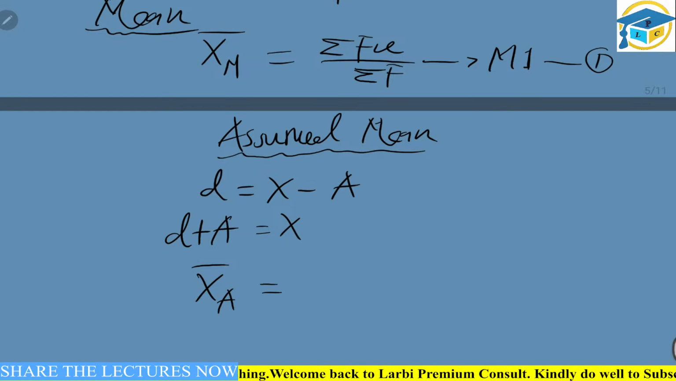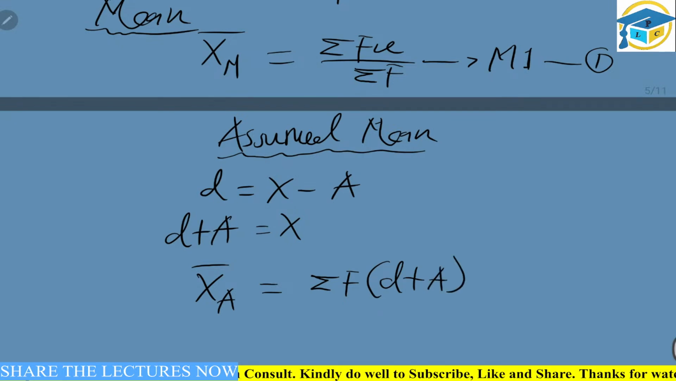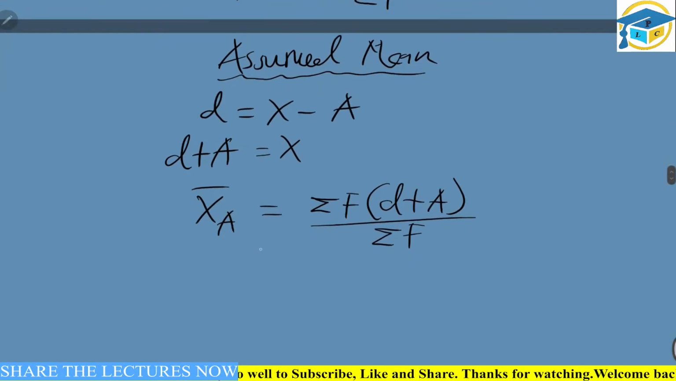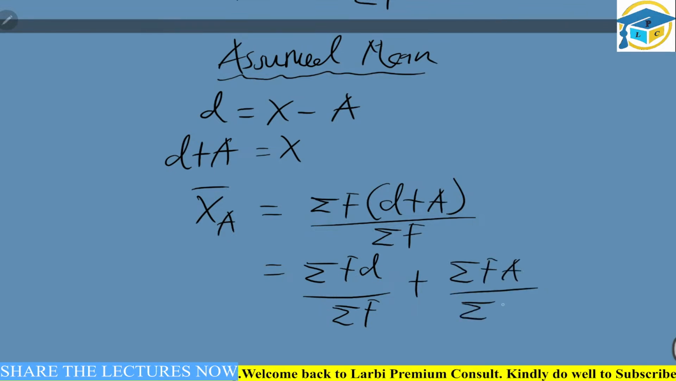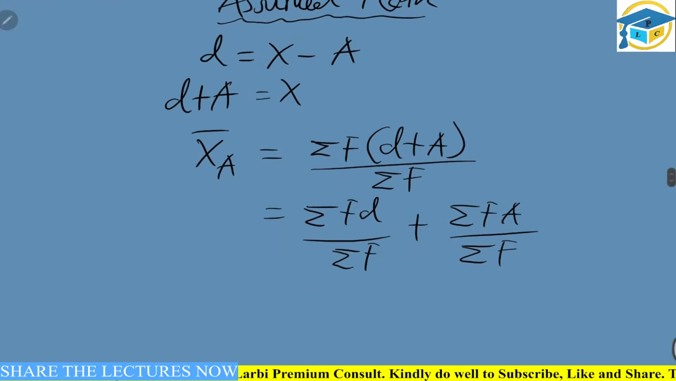So from the normal formula, I'll have my summation f, and whatever I see x, I'll substitute in place of that. I'll have d plus a, and then divide by my summation f. What is happening here? In this particular case, we can expand this word equation by saying we're going to have summation fd over summation f, plus we're also going to have summation fa over summation f. All right, so once we are getting this, that's fine. So this is what we can do for this.